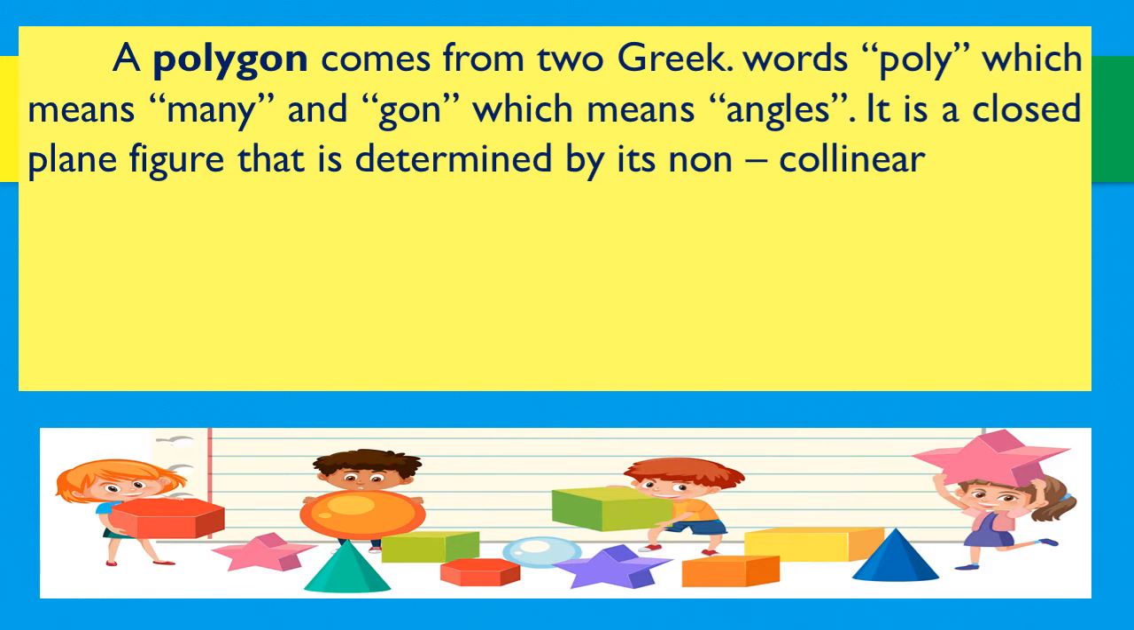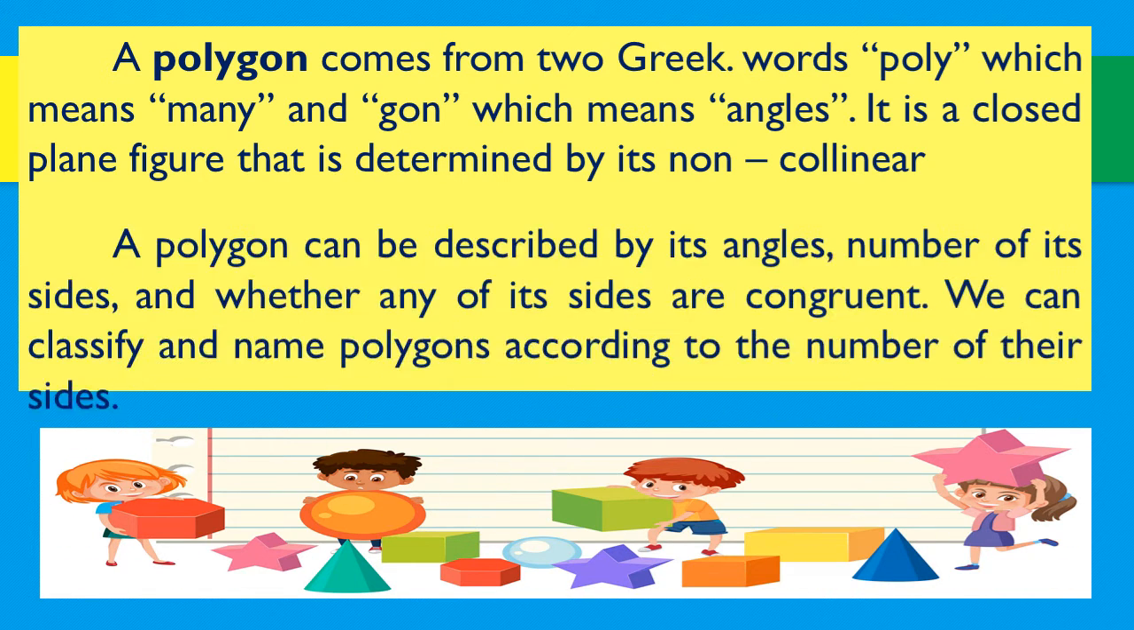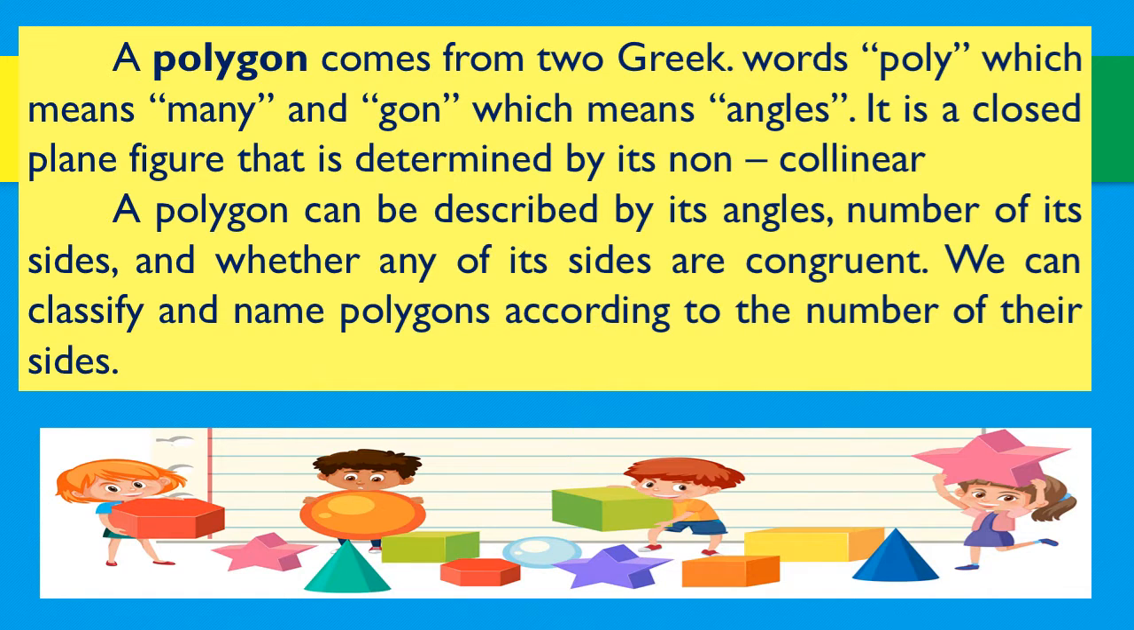Let us first define a polygon. A polygon comes from two Greek words, poly, which means many, and gon, which means angles. It is a closed plane figure that is determined by its non-collinear points. A polygon can be described by its angles, number of its sides, and whether any of its sides are congruent. We can classify and name polygons according to the number of their sides.